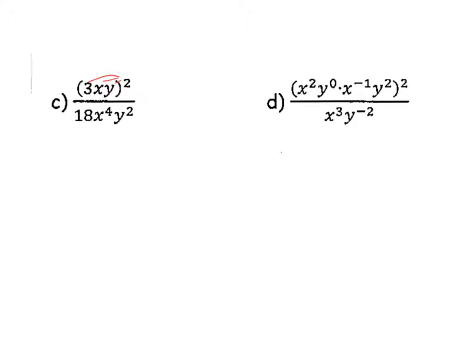Okay, what'd you get on the top? 9x2y2. Awesome. Okay, what'd you guys get on the denominator? Oh, same, right? Okay. Sweet. Now, looking at my x's, I got x2 on top, I got x to the 4th on the bottom. What happens? What's my answer going to be then?